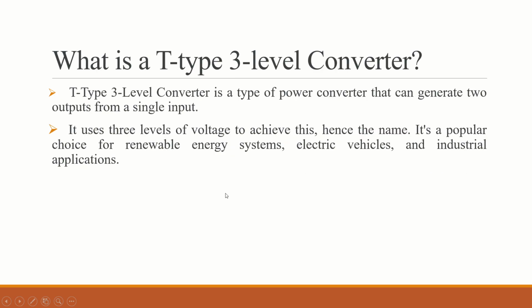And what is a T-type three-level converter? A T-type three-level converter is a type of converter that can generate two outputs from a single input. It uses three levels of voltage to achieve this, hence the name. It's a popular choice for renewable energy sources, electric vehicles, and industrial applications.